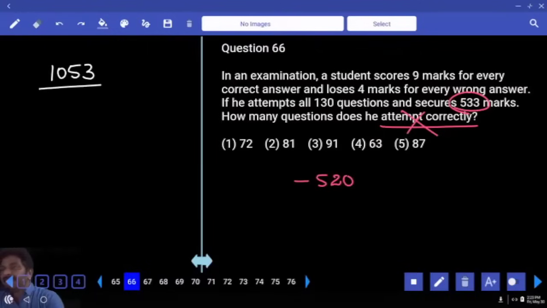The reason for getting a 1053 difference is, there are a few questions which he actually gave correct, but we converted them. For each correct question, how many marks does he get? And if you convert it to wrong, how many marks do you get? Minus 4. So plus 9 converted to minus 4. So how much is the difference? Not 5, 13. Plus 9 to minus 4, so for each question there will be a 13 marks difference. So the number of questions converted is 1053 divided by 13.